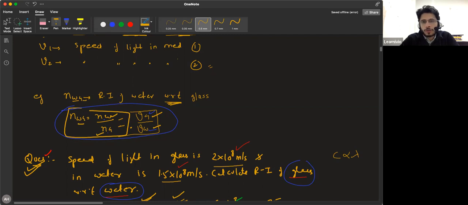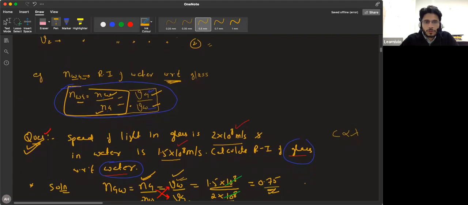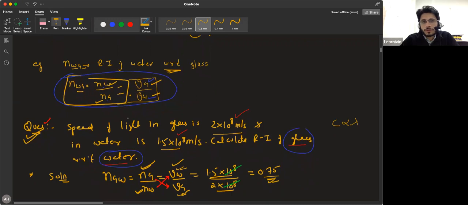Here what you are supposed to calculate is glass with respect to water. How will you write it? Velocity of water by velocity of glass. In water, its velocity is 1.5 into 10 to the power 8. Sir, I sent this answer only. You sent 0.75? Yes, sir. So it won't be 1.3. Sorry, you sent the same answer only. 0.75 was the right answer.